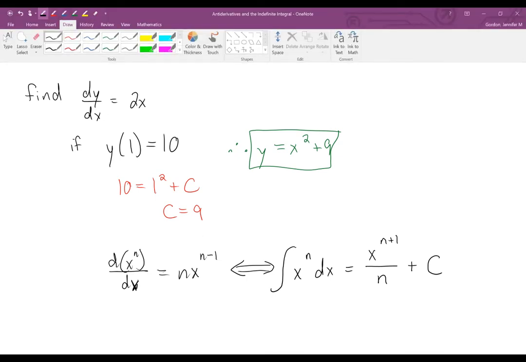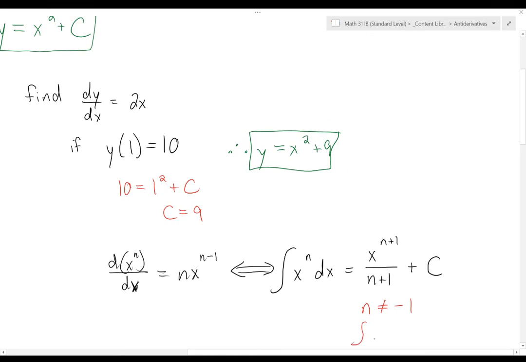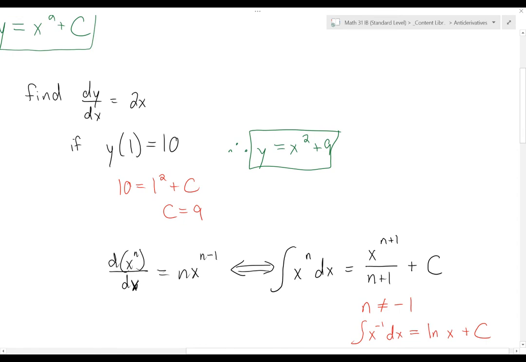I will also note that this does not apply if n equals -1. It's not divided by n, it's divided by n plus 1. We'll come to the antiderivatives of that a little bit later, although if you think about what we learned in our transcendentals unit, you may be able to figure it out. Essentially, the antiderivative of x to the power of -1 dx does not follow this rule. It is the natural log of x plus c, because the derivative of ln of x was 1 over x.